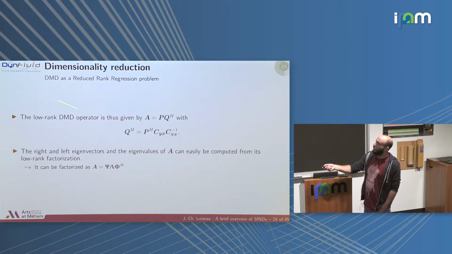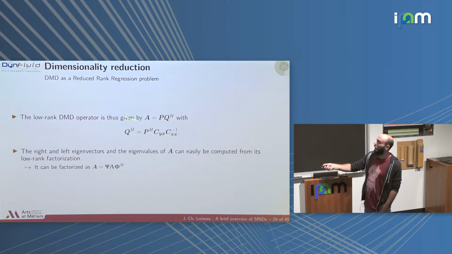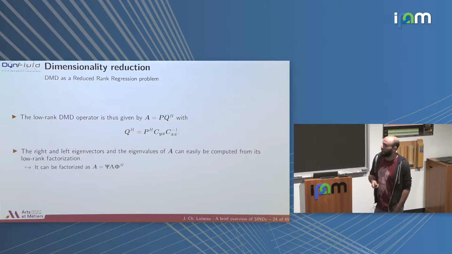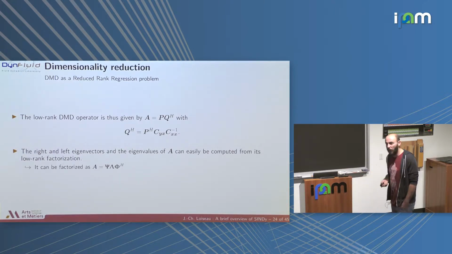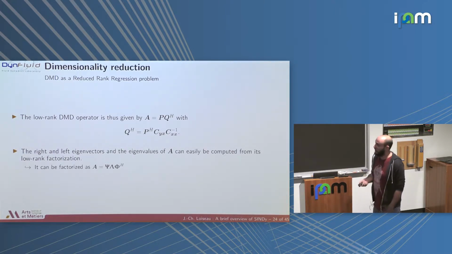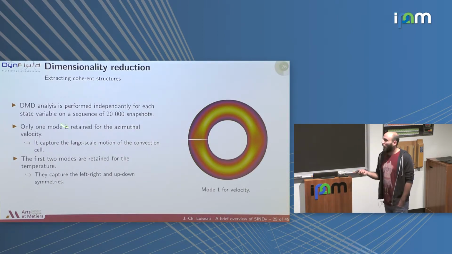Oh yeah, by the way, once you have P, you can reconstruct Q so that you have the low rank factorization of your matrix. That's the best linear operator you can build given your data. And once you have this low rank factorization, you can easily compute eigenvectors and eigenvalues of this big matrix fairly easily. All right, so we're going to use DMD in our problem.